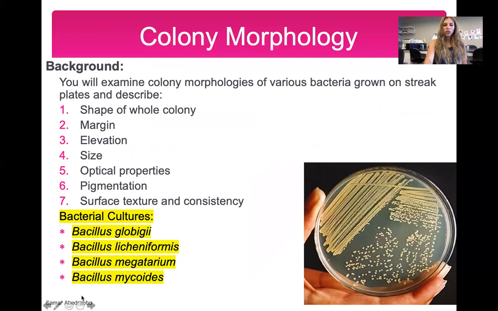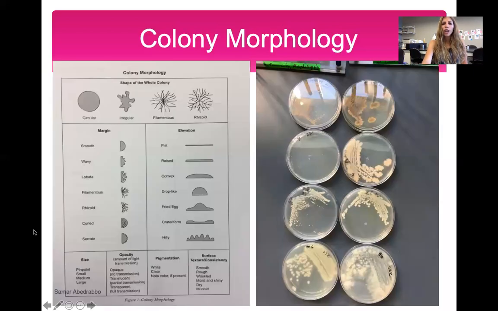The bacterial cultures you are going to look at were Bacillus glaubgii, Bacillus licheniformis, Bacillus megaterium, and Bacillus mycoides. All these bacteria look very different on agar plates, so we're going to describe what they look like. For each bacterium, we're going to look at it grown at 22 degrees Celsius, which is room temperature, or 37 degrees Celsius, which is body temperature.